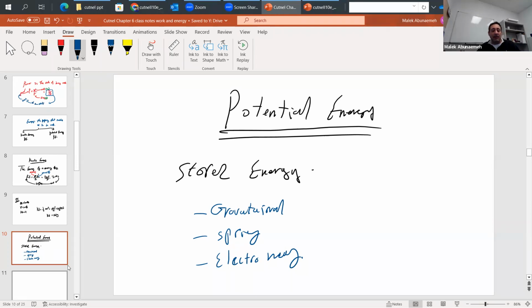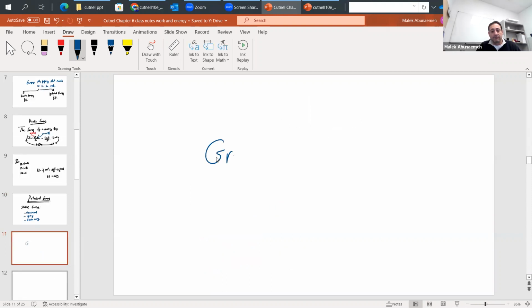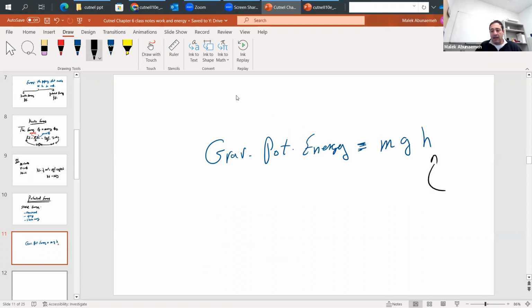Now, your gravitational potential energy is the work done by the gravity, which is going to equal your mgh. Again, h is the height, g is your gravity, which is 9.8 meters per second squared, and m is your mass.